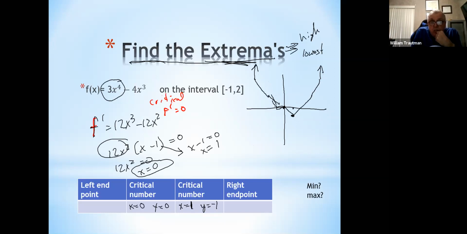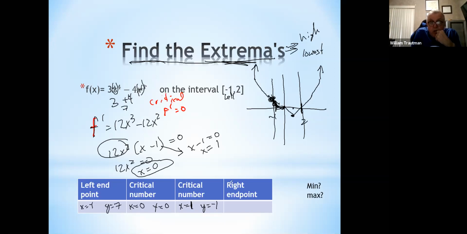But we have an interval from -1 to 2. So we're looking at a -1 to 2 interval. Since we're doing that, the left endpoint would be -1. So let's now plug -1 into the original graph and find out what we get. -1 to the 4th power is 1 times 3 is 3. -1 to the 3rd power is -1 times -4 is a positive 4. So I think we get 7. So at -1, this graph is as high as 7. The left endpoint is x = -1, and y goes as high as 7.